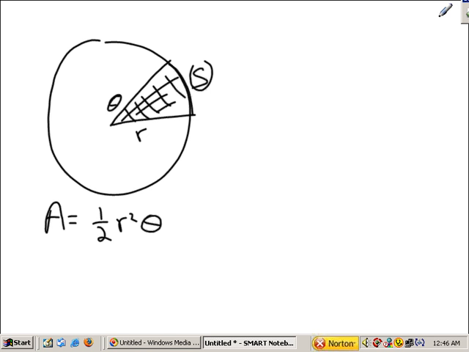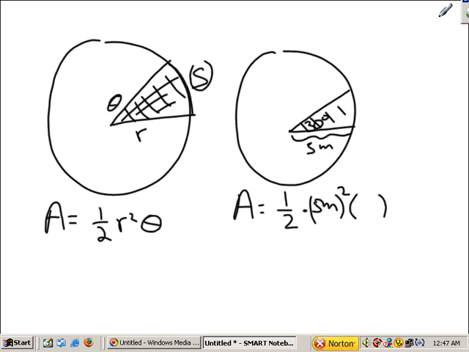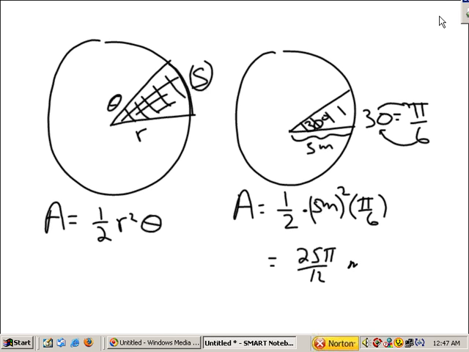So, if I give you a circle, and I tell you that this angle is 30 degrees, and I tell you that this length is 5 meters, find the area of that sector. Find this area. Well, you try to do it. You say a half is a half. The radius gets squared. Then you have to multiply by the angle. The angle must be in radians. And 30 degrees is 180 over 6. 6 times 30 is 180. So we plug in pi over 6. And our answer will be 25 pi over 12 meters squared.